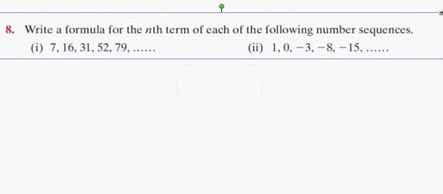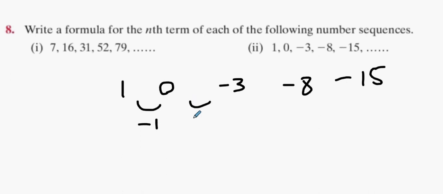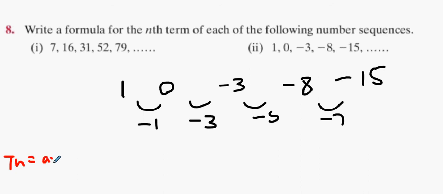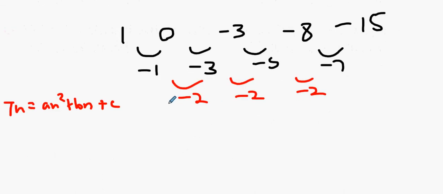Okay, 8 part 2. 1, 0, minus 3, minus 8. It looks to be a quadratic, I believe. Yeah, it's a quadratic equation. Formula for quadratic equation is Tn equals an squared plus bn plus c. The second difference is minus 2. Your a value is half the second difference. So what's the a value? Minus 1. Okay.